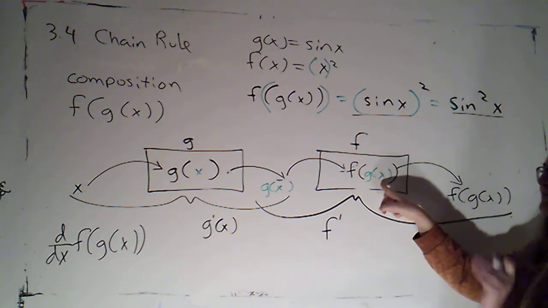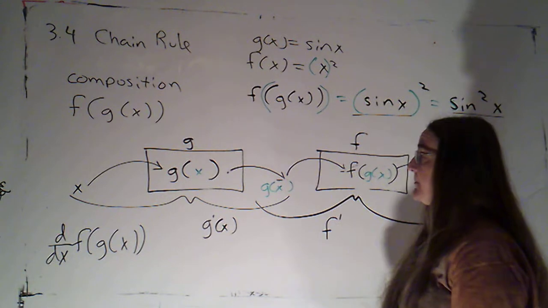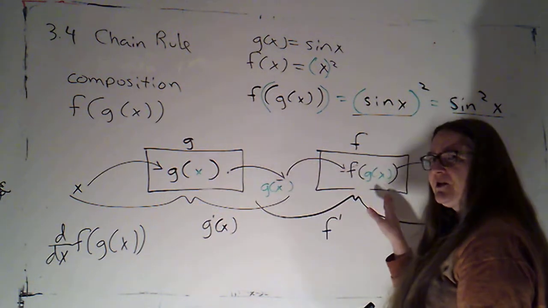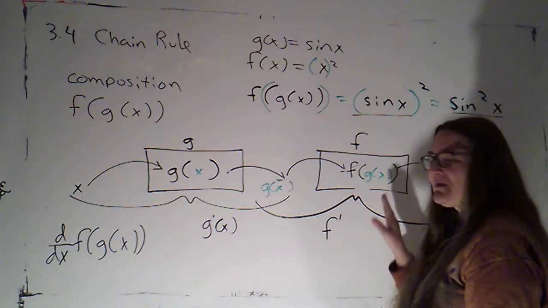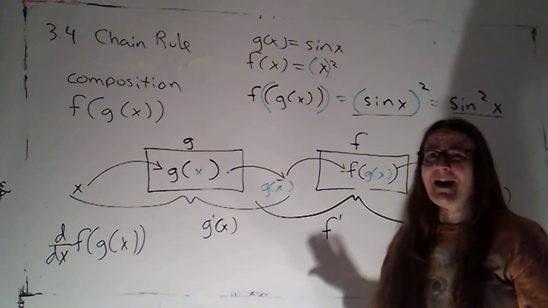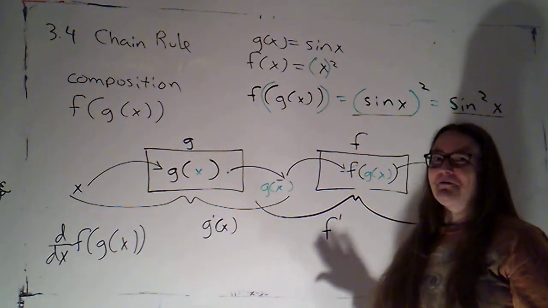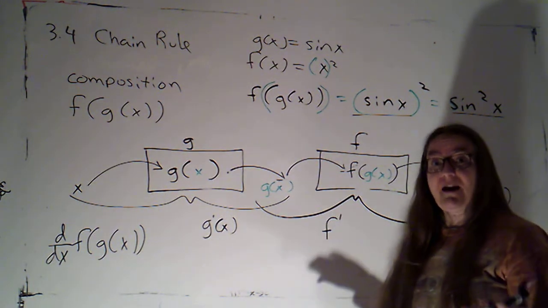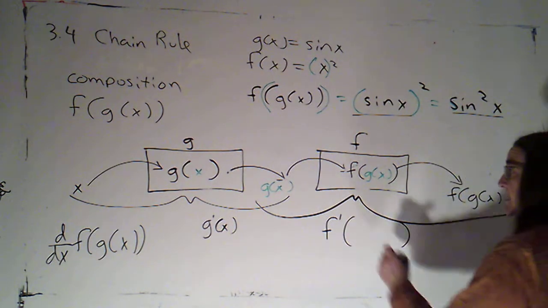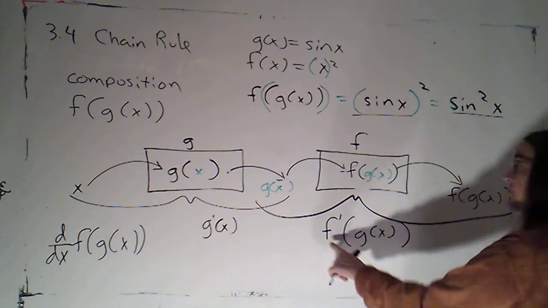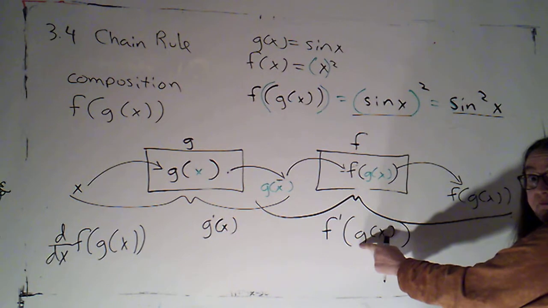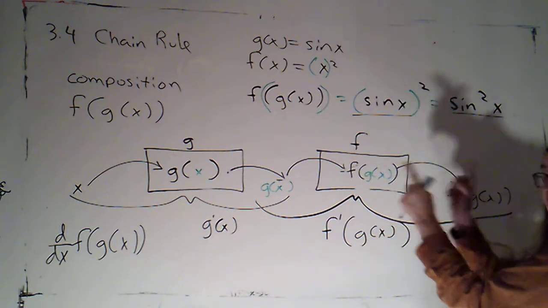If you remember, when we had our example with numbers a moment ago, we plugged in pi over 3, and then we plugged in root 3 over 2. So I didn't care how the squaring function was changing at pi over 3, because I wasn't squaring pi over 3. What I was squaring was root 3 over 2. So it seems reasonable to me that I should care about the rate of change of f at g of x.